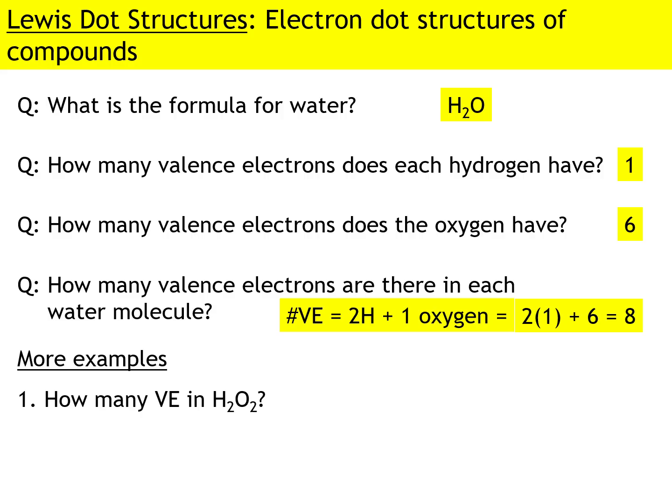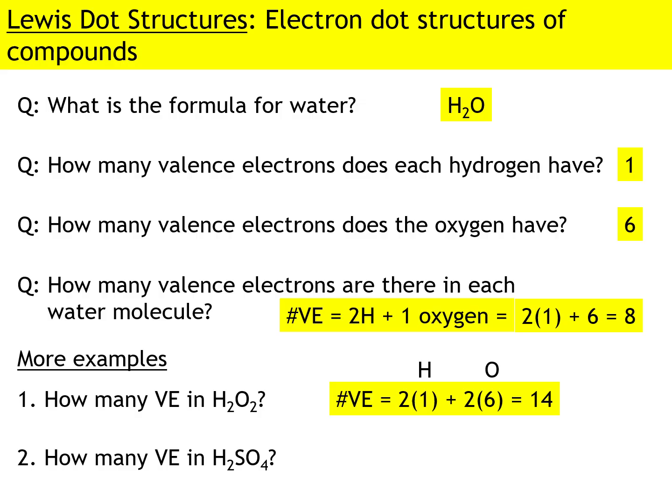So let's do some more. How many valence electrons are in H2O2, which is hydrogen peroxide? Well, I have 2 hydrogens, each hydrogen is 1, and 2 oxygens, each oxygen is 6. So it works out to be 14. Another example: how many valence electrons in H2SO4, which is sulfuric acid? We go through the same process. We have 2 from the 2 hydrogens. Sulfur and oxygen all have 6 valence electrons because they're in the same family. So 6 times 5 is 30, so it would be 32.